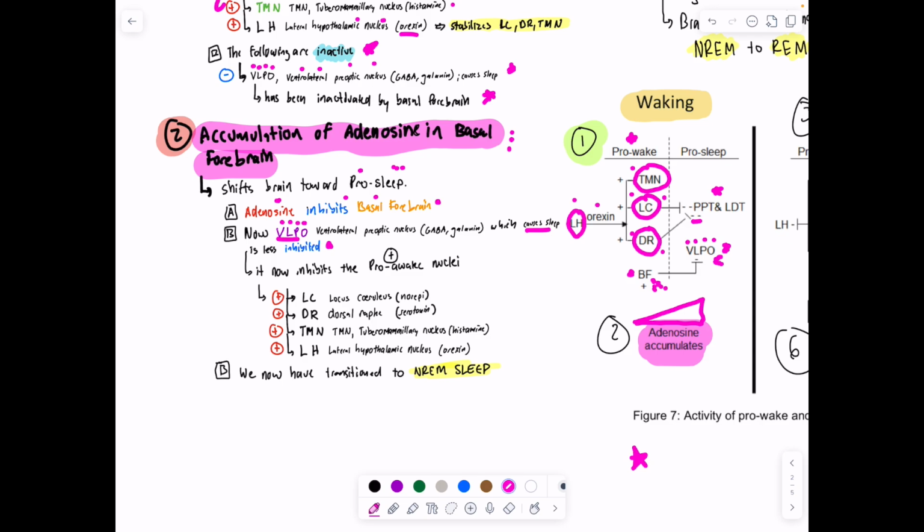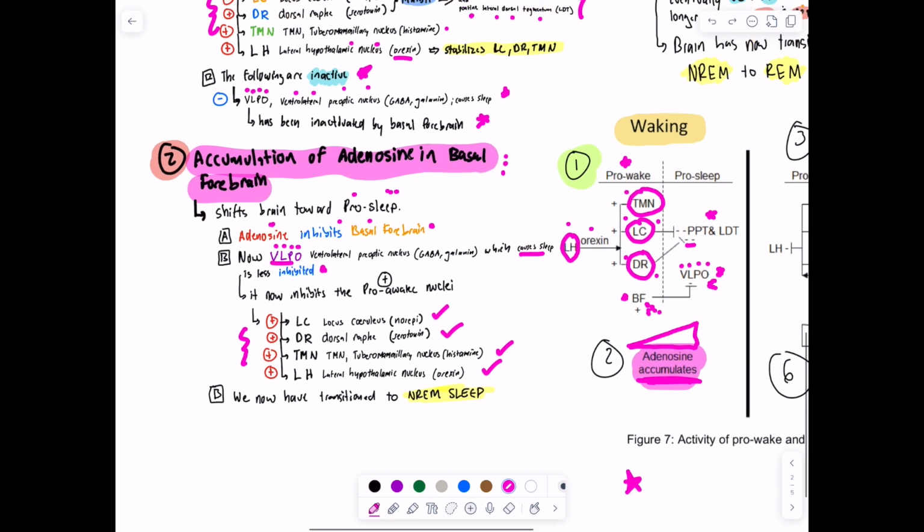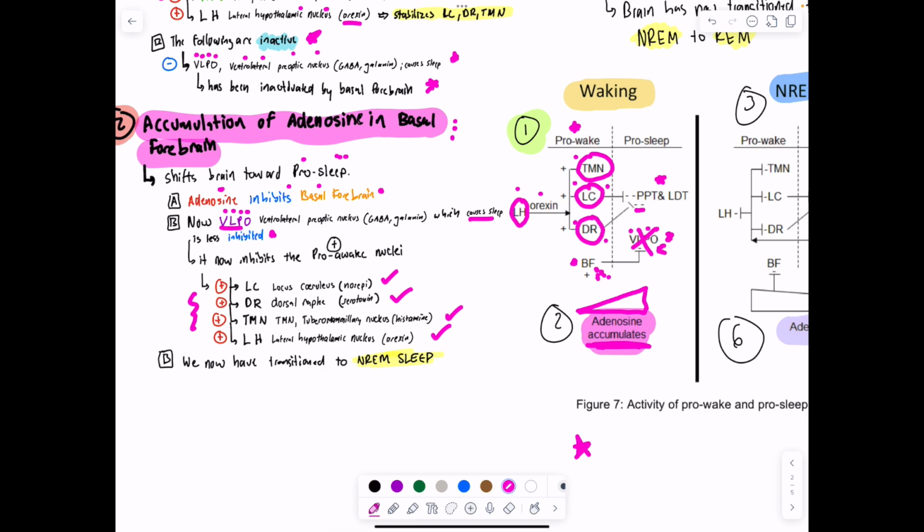Now the VLPO, because it's less inhibited, is able to inhibit the pro-awake nuclei: the locus coeruleus, dorsal raphe, tubero-mammillary nucleus, and lateral hypothalamic nucleus are all inhibited. So adenosine accumulating inhibits our basal forebrain, the basal forebrain can't inhibit the VLPO, and the active VLPO inhibits our pro-awake nuclei. If they're inhibited, there's nothing keeping us awake, and VLPO wins, and now we are asleep.